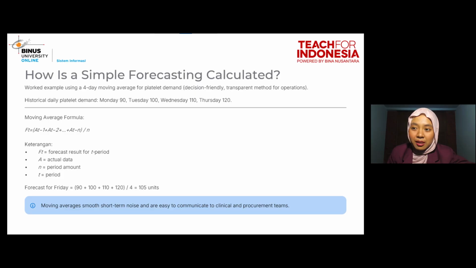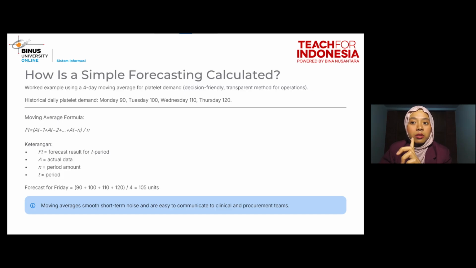How is a simple forecast calculated? One of the simplest forecasting methods is the moving average, so we're going to use that in this case. If we look at the moving average formula, it's basically the sum of the historical data divided by the number of observations. Suppose this hospital records platelet demand over 4 consecutive days.